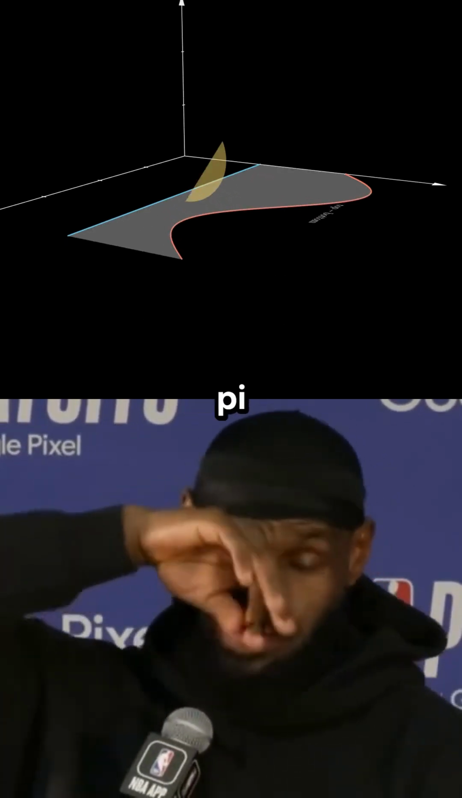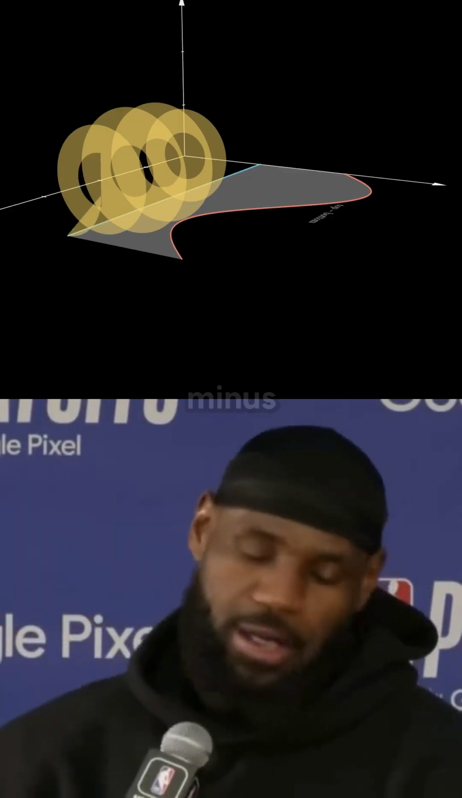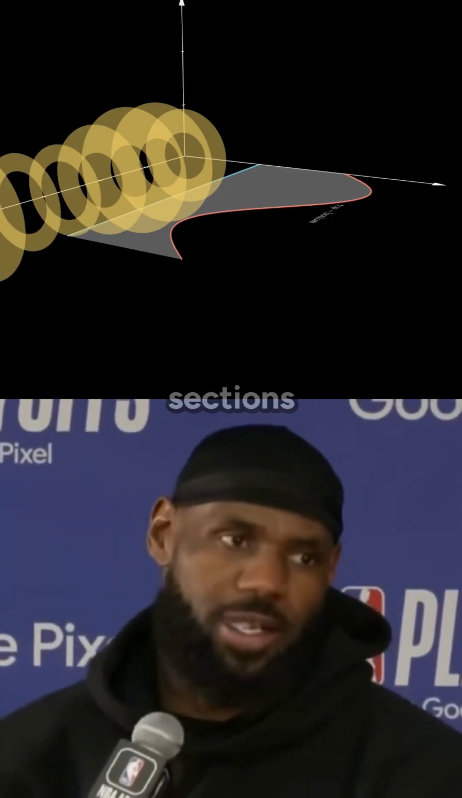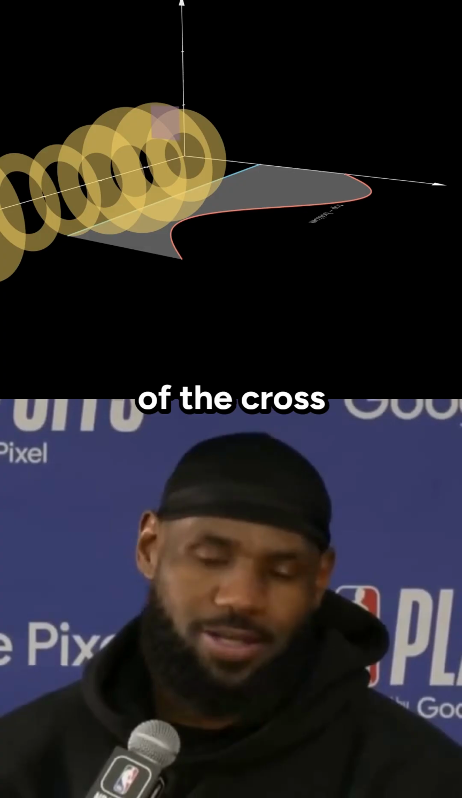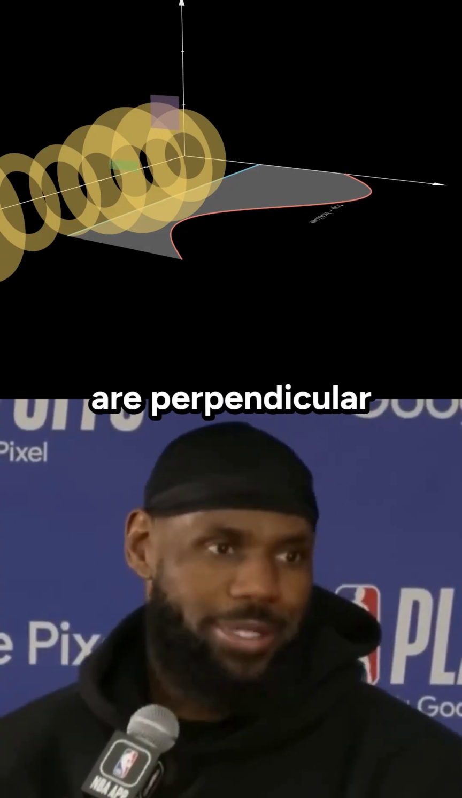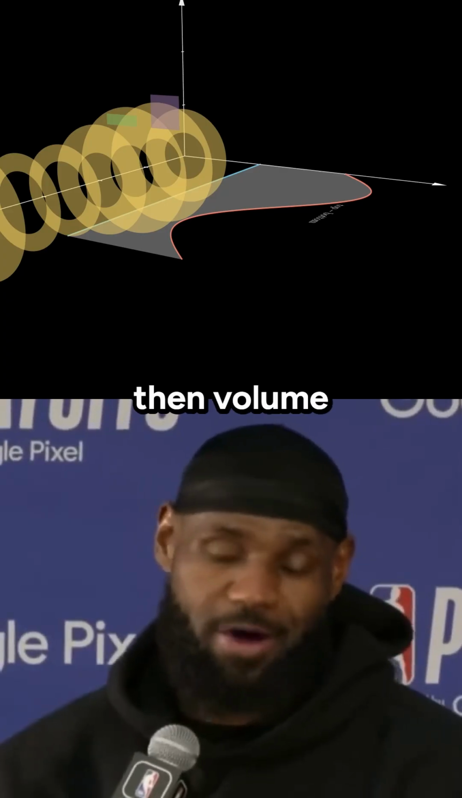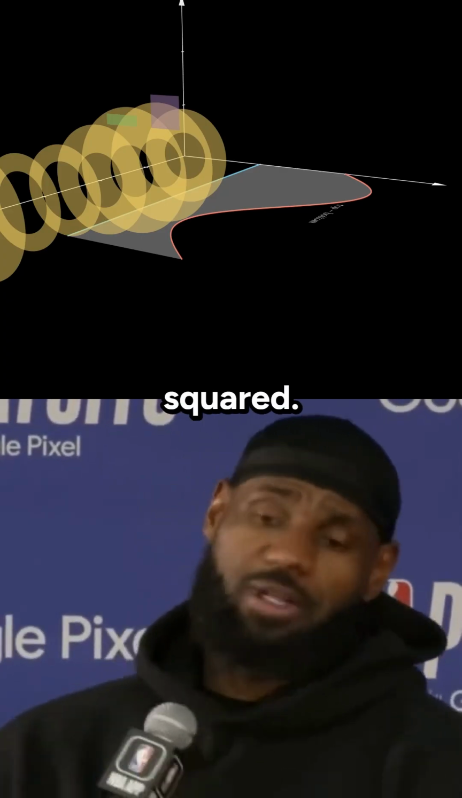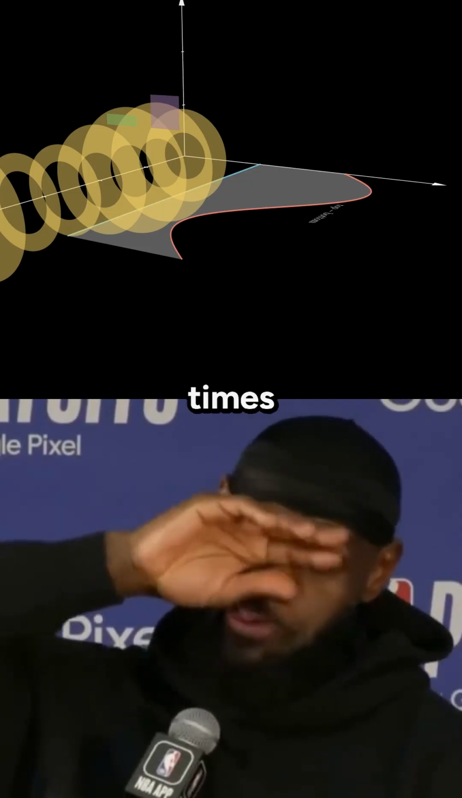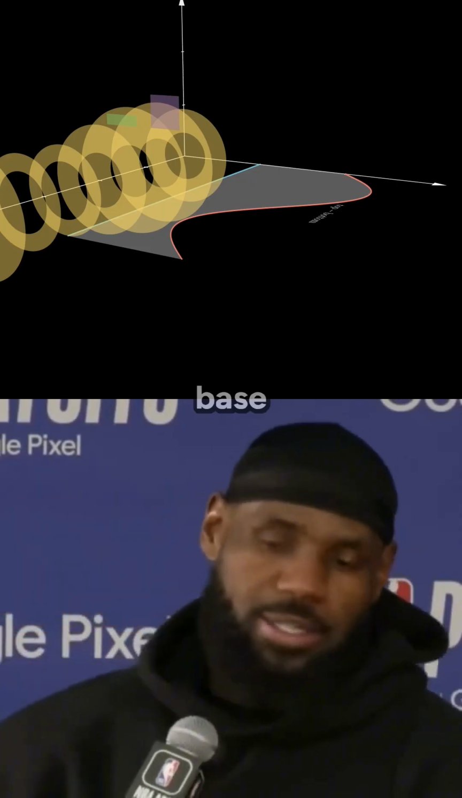Washer method uses pi times the integral of outer radius squared minus inner radius squared. Cross sections use the integral of area of the cross section. If squares are perpendicular to the x-axis and the side length is f of x minus g of x, then volume is the integral of that difference squared. If the rectangle height is 5 times the base, the area is 5 times base squared.